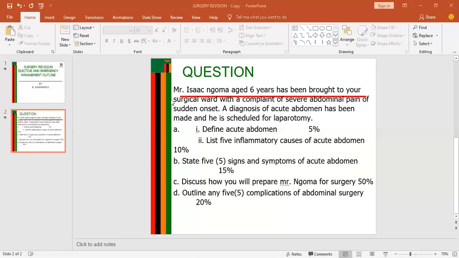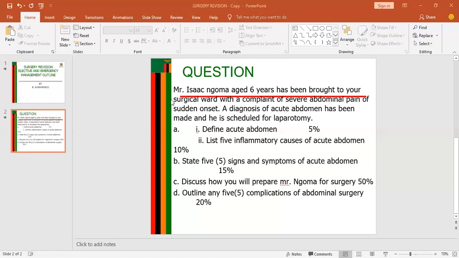So the first one could be hemorrhage, and hemorrhage can be due to poor ligation, and then the patient ends up bleeding. So this can be prevented by doing post-operative investigations, where you take note of whether the patient has any disorders in terms of clotting of blood, and also properly ligating the blood vessels.